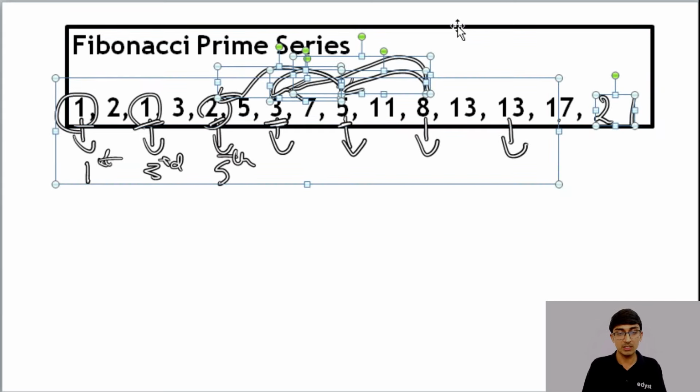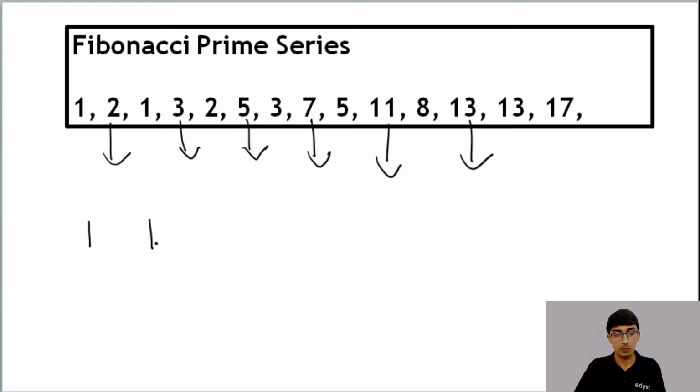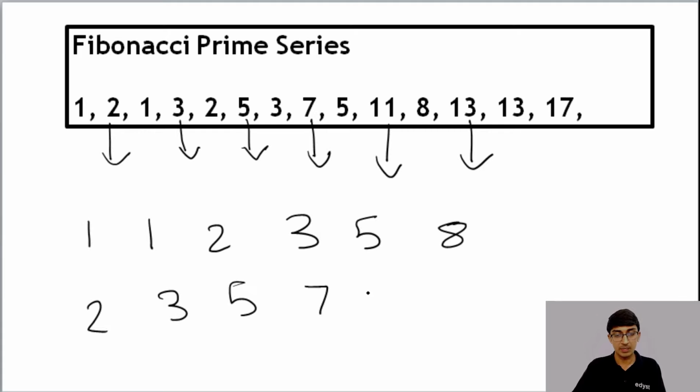So what about the even terms? The even terms are all forming prime numbers. For example, 2 here is the first prime number, 3 is the second prime number, 5 is the third prime number, 7 is the fourth prime number, 11 is the fifth prime number, 13 is the sixth prime number, and so on. So these are all prime numbers. So if you had to separate these two out, the first series is something like 1, 1, 2, 3, 5, 8. So this is the Fibonacci series, and the second series is 2, 3, 5, 7, 11, 13, and so on, which is the prime number series.